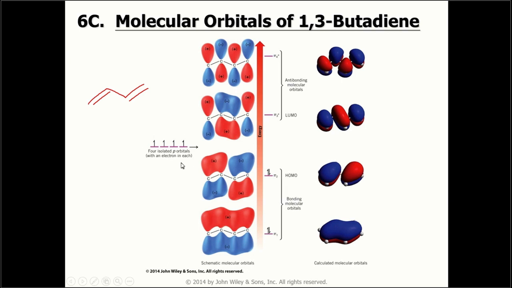So going from isolated p orbitals to molecular orbitals, we go from atomic orbitals to molecular orbitals. We start off by drawing the bonding orbital. The bonding molecular orbital has all the lobes in phase.